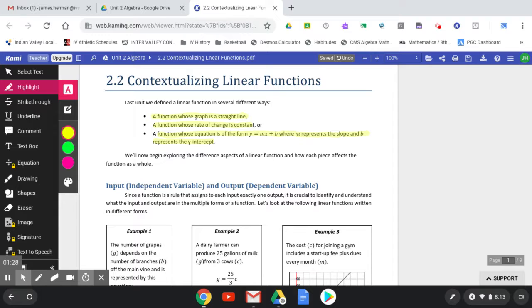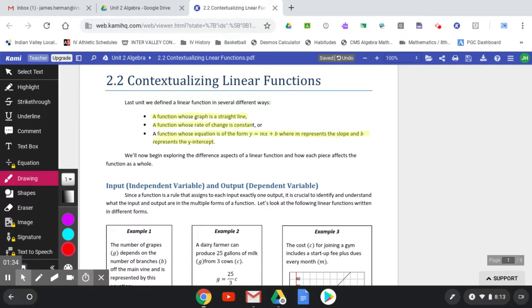Was there something else that we talked about that was part of the definition of a linear function? There's something important. Yes, sir? Well, that's a function. You're absolutely right. Each input has exactly one output. That is the definition of function. But I want to be a little bit more specific to linear.